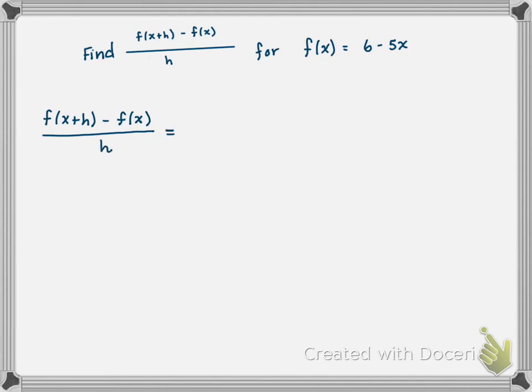Equals, so f of x plus h is just your function with an input of x plus h, right? My function says 6 minus 5 times my input. And my input is x plus h. So all we're doing is replacing our input with x plus h. And then f of x is just 6 minus 5x.